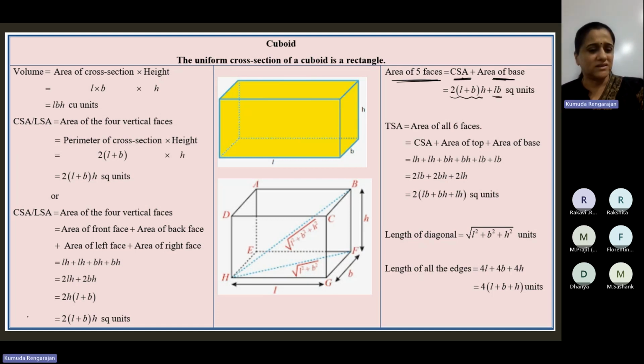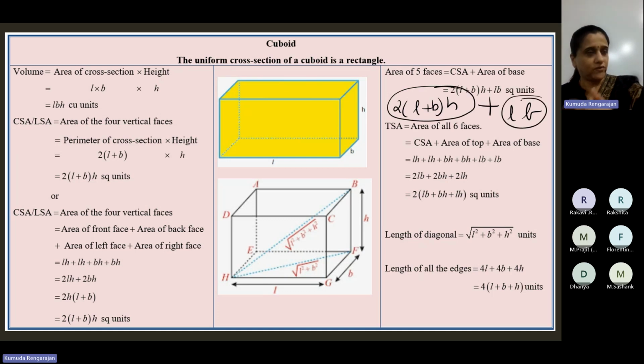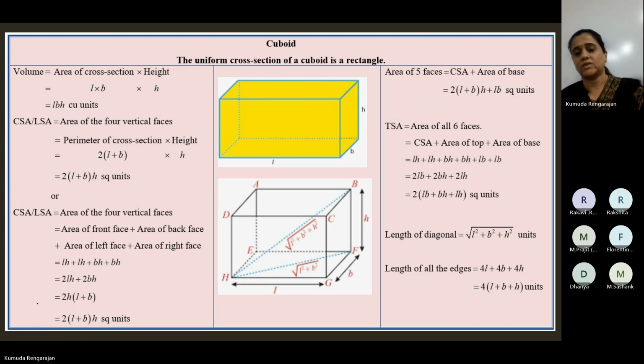Work it separately. You find the area of 4 faces, 2 of L plus B into H. You find this answer. Then find the area of one more face, L into B, because floor area is L into B. Ceiling area is also L into B. So find this separately and add. Find the area of the 4 walls, find the area of the floor, and add to find the area of the 5 faces.